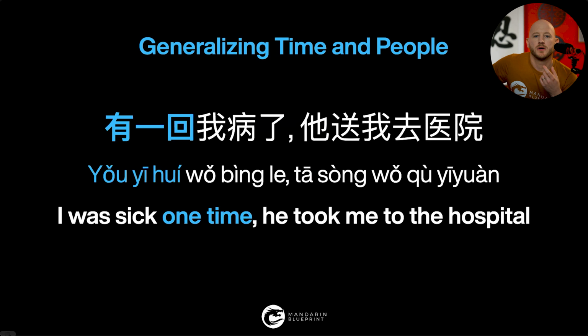有一回我病了，他送我去医院. I was sick one time. He took me to the hospital, right? So 一回 feels a bit more like there's maybe an ordeal involved, right? So the being sick and having to go to the hospital, that's an ordeal, right? Like there's many steps to that.